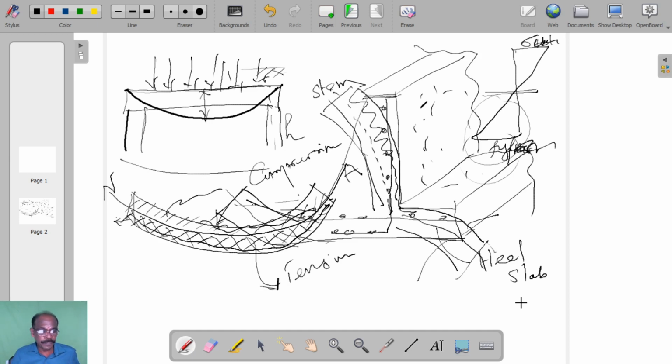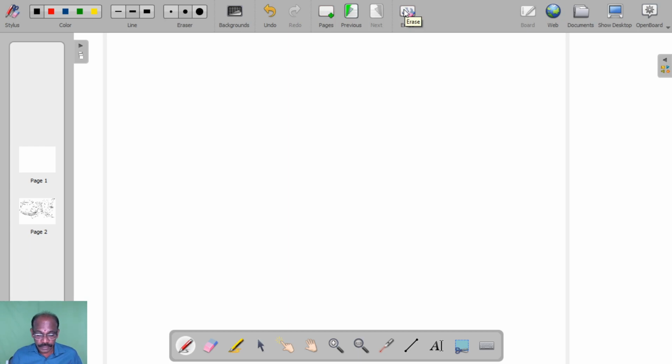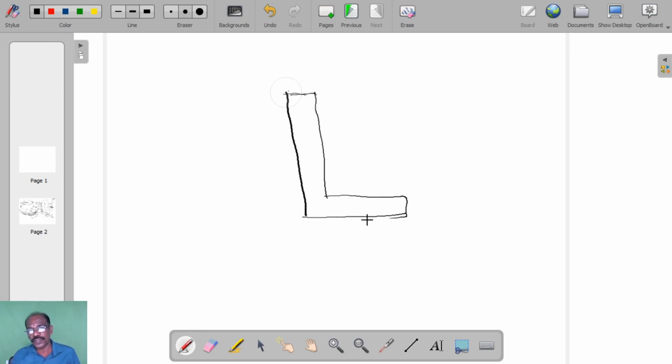So this is the cantilever retaining wall, and I have already given you the example for the simply supported beam and the stress diagram as well as the bending diagram, where you have to provide the tension reinforcement like that. Now this is your cantilever retaining wall. Different types of cantilever retaining walls are there, such as L-shaped cantilever, and straight stem cantilever is also there.